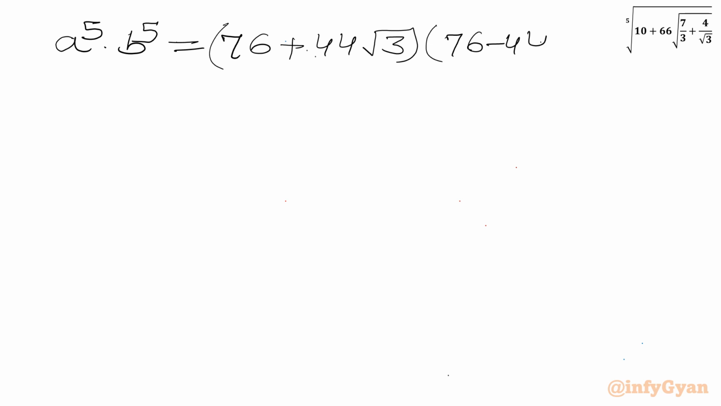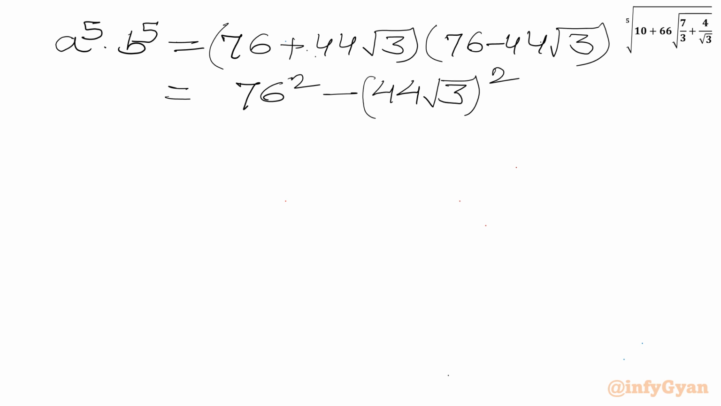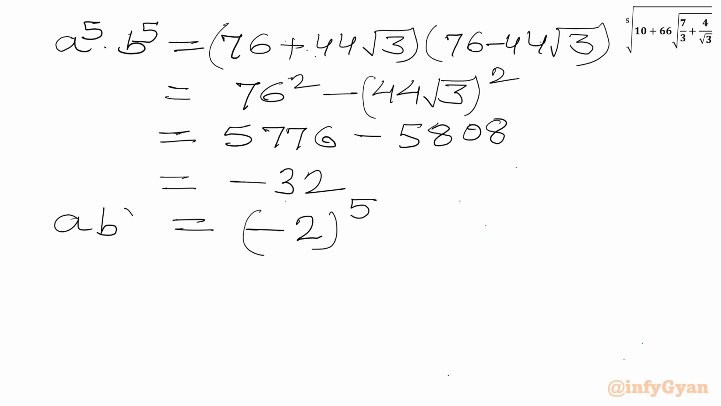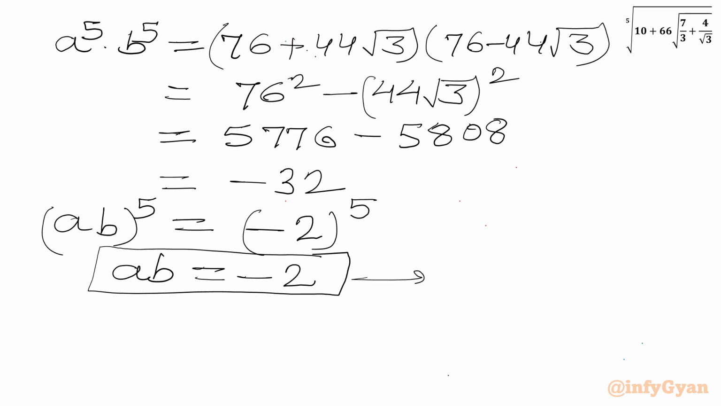So let me write here A power 5 times B power 5. It will be 76 plus 44 root 3 times 76 minus 44 root 3. We can use the difference of two squares identity: 76 square minus 44 root 3 square. Now 76 square is 5776 minus this square is 5808. The value will be negative 32, which we can further write as negative 2 whole power 5. The left hand side is AB whole power 5. After taking the fifth root on both sides, and AB is real, AB will be negative 2. Let us say this is our equation number 2.